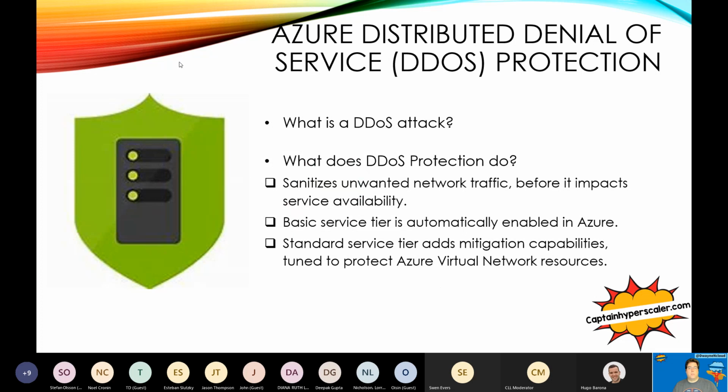Distributed denial of service protection. Microsoft provides this by default at a basic level for free, because they want to make sure that their environment is not susceptible to a DDoS attack. So they provide basic services on there. With the basic service, you don't get capabilities such as being able to monitor those services or get reports on those services.